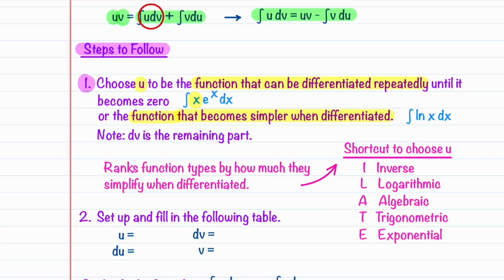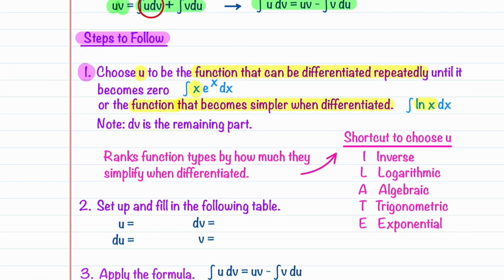An example of this would be if we're trying to integrate natural log x, and we'll set natural log x equal to u, and then just remember that the derivative of that is 1 over x, so it becomes algebraic, and that's considered simpler. Let's also note that dv is the part that remains. So in our first example, dv would be e to the x dx, and in our second example, dv is just dx.